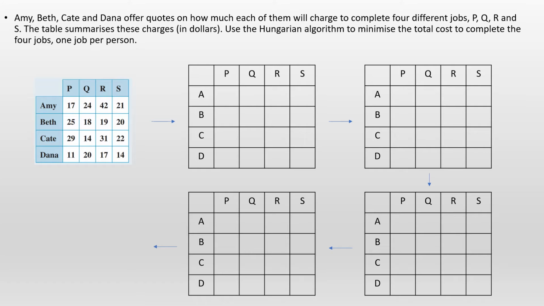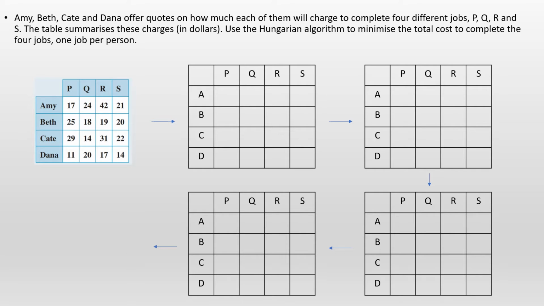All right, so here we have a question. Amy, Beth, Kate, and Dana offer quotes on how much each of them will charge to complete 4 different jobs, P, Q, R, and S. The table summarizes these charges in dollars. Use the Hungarian algorithm to minimize the total cost to complete the 4 jobs, with one person doing each job.